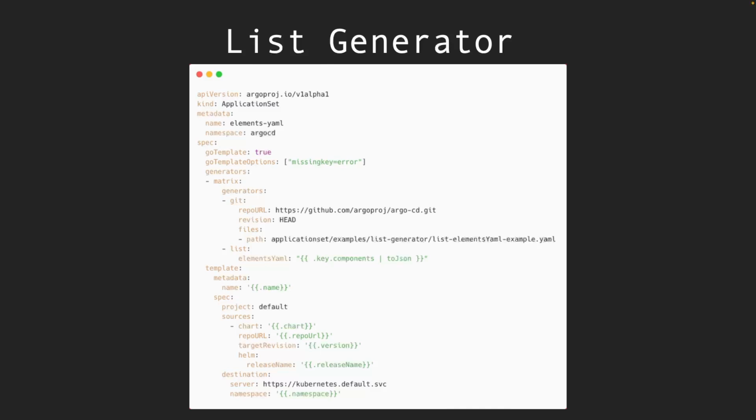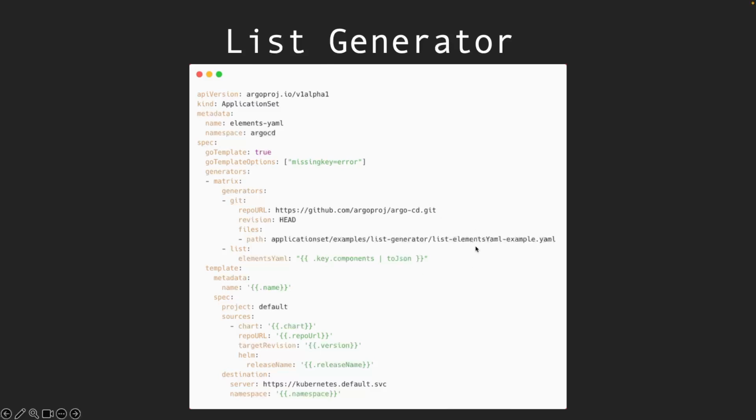For example, if you need too many values in the list generator, simply writing them in the YAML file will make the application set unreadable. You can take these values from another generator, such as Git. In this case, the Git generator retrieves the .yaml file from the specified repository, and the list generator converts this file to JSON and passes values to the application template.